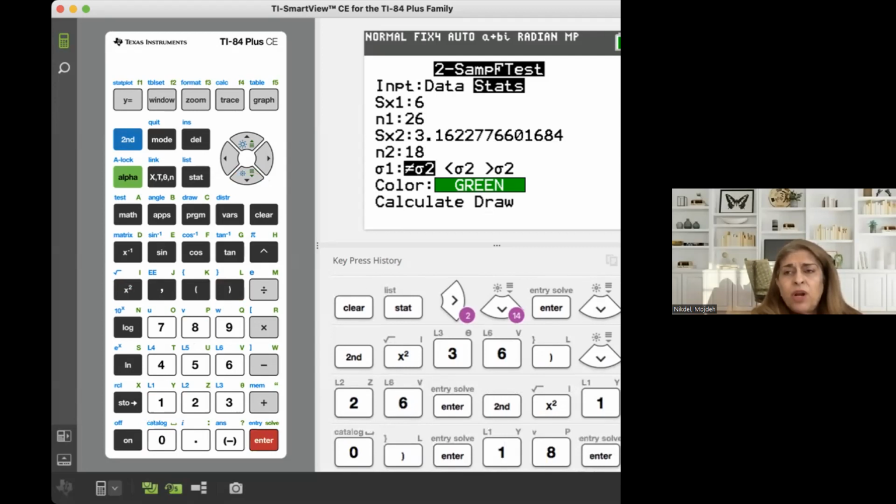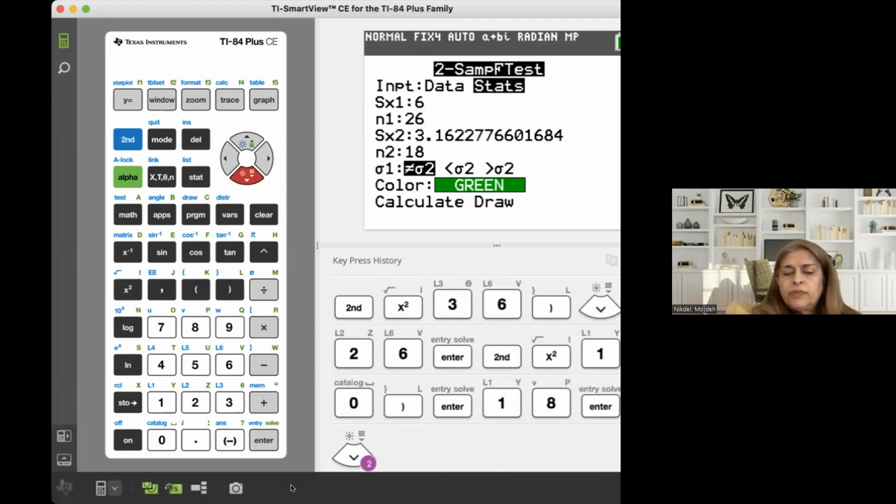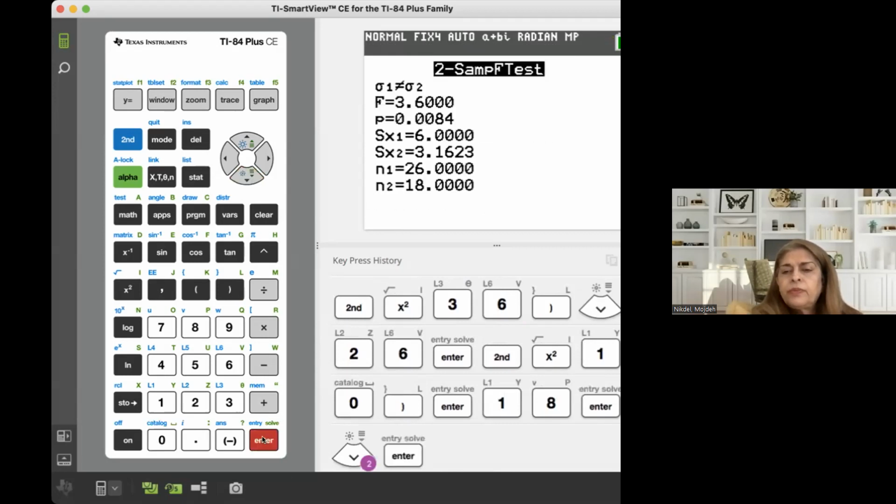For H1, I had sigma square 1 not equal sigma square 2. So the generic location is always first one, so I don't change it. This is my test value, F. Test value, the formula starts with the F. F is 3.6. That's my p-value.